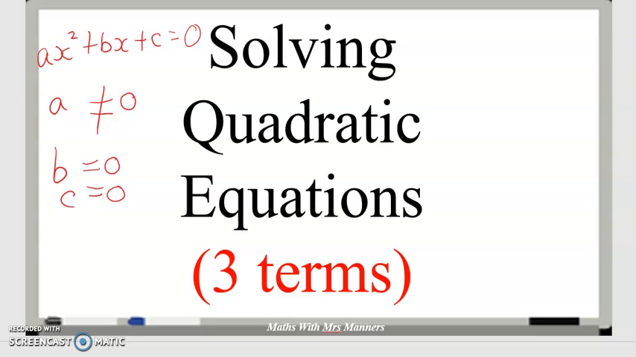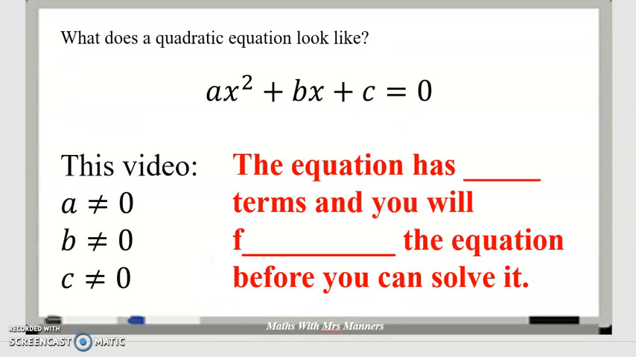In this video, a, b and c will not be equal to 0, so we are going to have three terms for all of the quadratic equations we're about to look at, three terms. And the only method we're going to use to solve these equations is you must factorize them. Okay, so you're going to factorize to solve these quadratic equations.